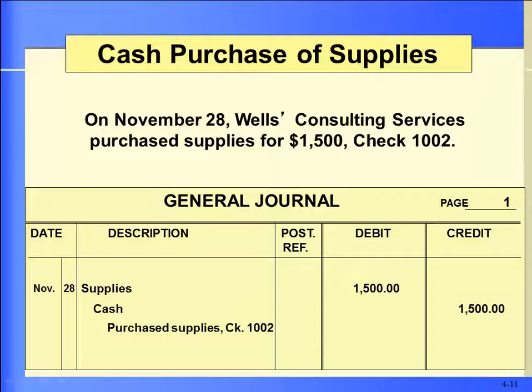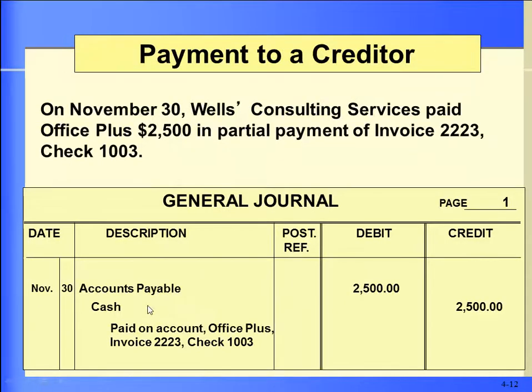We purchase supplies for cash. So same premise here. We are increasing an asset and decreasing an asset. So we're paying Office Plus here, partial payment. So instead of paying, I believe that was $6,000, we're paying $2,500 of that.